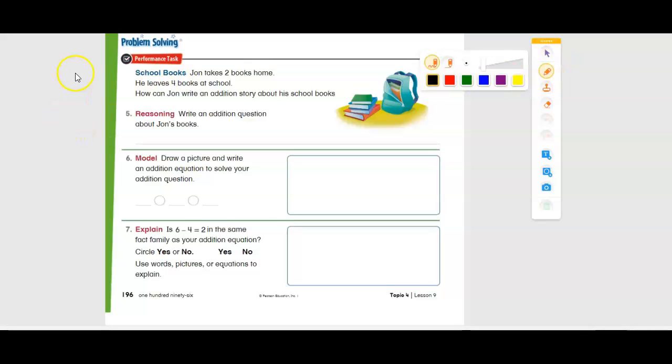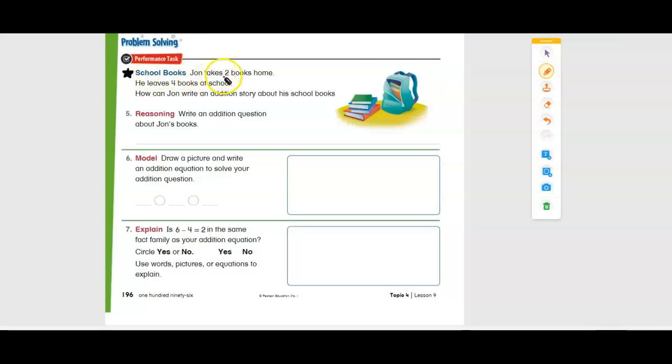Now on this page, we have 3 problems, 5, 6, and 7. Well, all of these problems are going to be talking about the same thing. So let's read this at the top. I'm going to put a star next to it because it's very important, this information. So it says school books. John takes 2 books home. He leaves 4 books at school. How can John write an addition story about his school books?